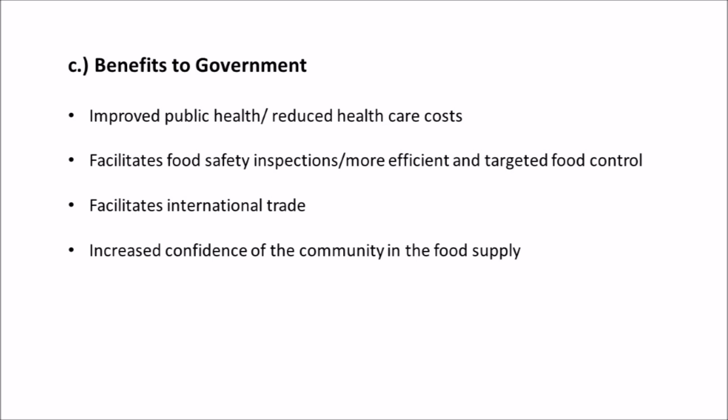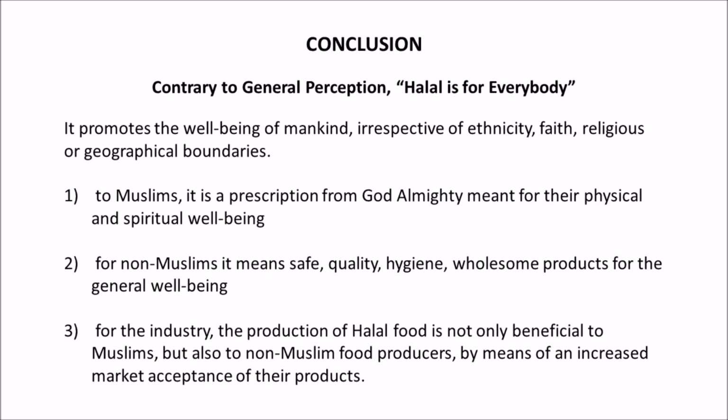Now, facilitate food safety inspection. These are the benefit for the government for having this. If the organization has this halal HACCP program, it facilitates food safety inspection by the health authority or the halal inspectors, more efficient and targeted food control. Facilitate international trade, increase confidence of the community in the food supply. Okay, conclusion.